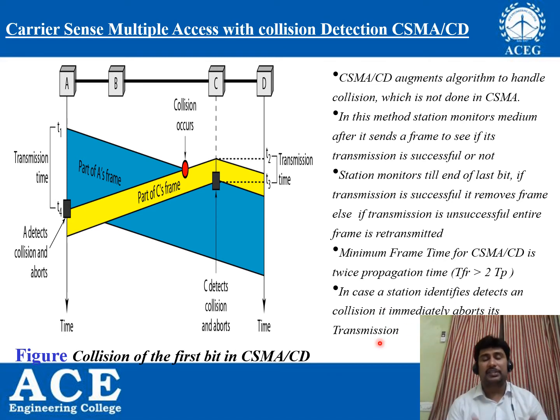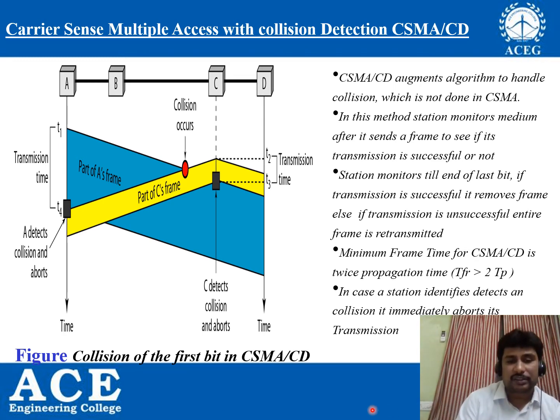So what exactly is carrier sense multiple access with collision detection? Not only sensing whether the channel is free or not, but after sending the data, it monitors whether the data is transmitted without any collision or not. If you find any collision, you retransmit the frame. Once the entire data is observed to be transmitted without collision, we remove that frame. Whenever you identify a collision in the transmission, you have to immediately abort the transmission. Let us try to understand this concept using this particular figure.